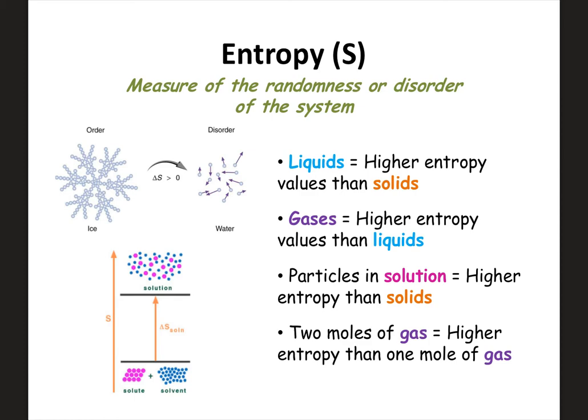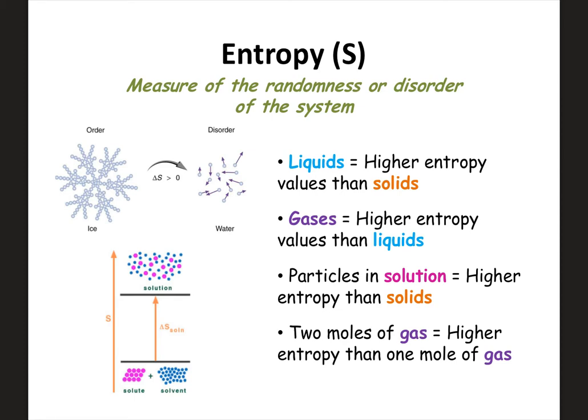There's going to be more disorder there. Then obviously, if you go to a gas, you're going to have even more disorder. Gas molecules are further apart, moving around. All right, so gases are going to have a higher entropy than liquids. Obviously, if you have a solution, you're going to have more entropy than if you had just a solid.